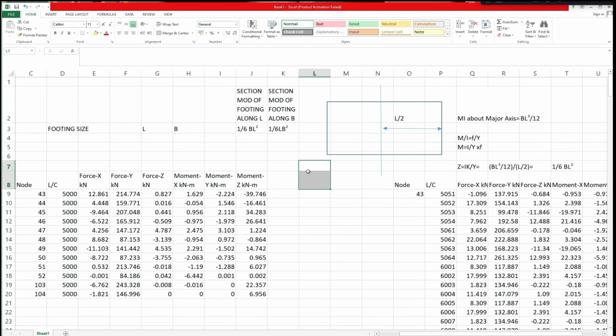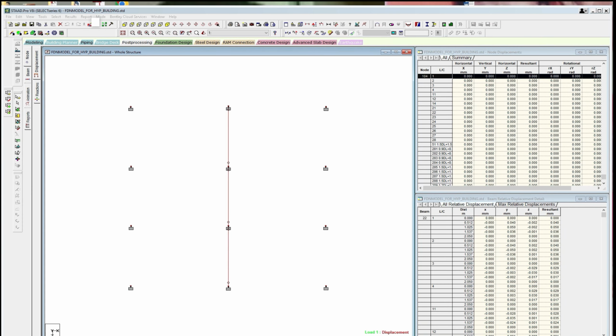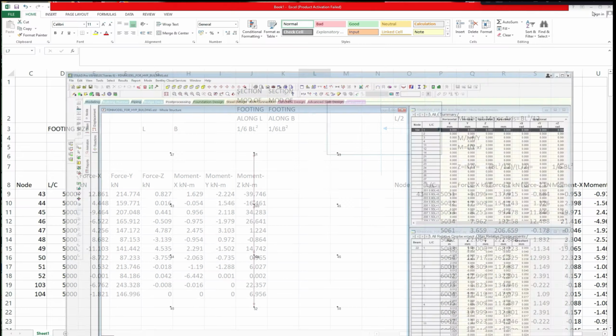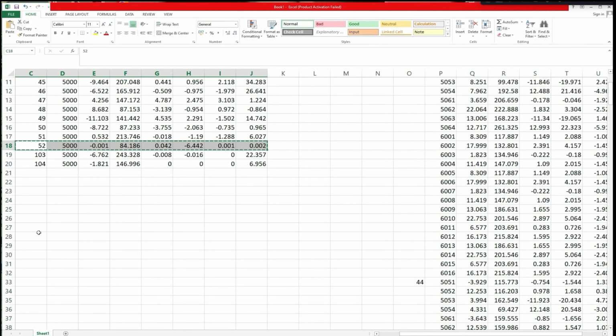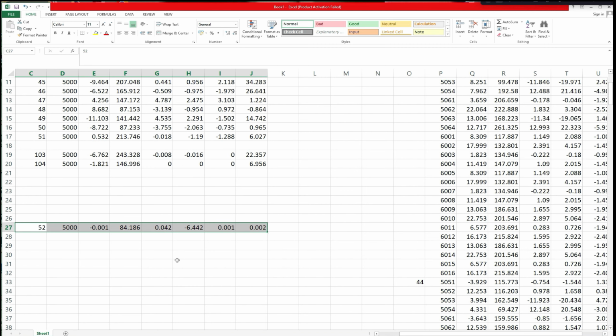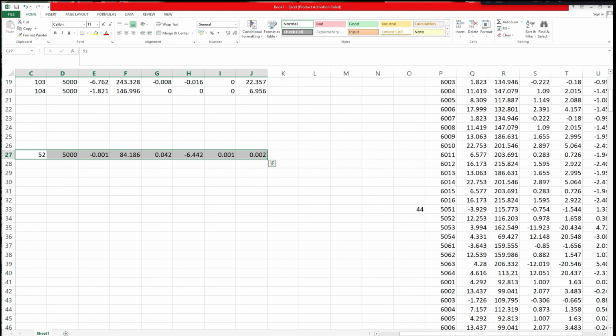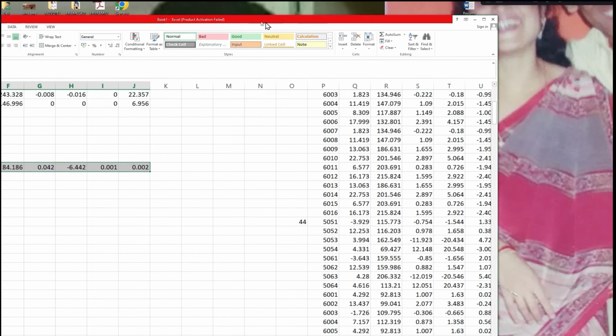Now we have decided we will have a square footing for node number 52, and all the rest of the footings will be rectangular. So let us separate node number 52 from this. Let us keep it somewhere here, and then again here in the lateral load cases.